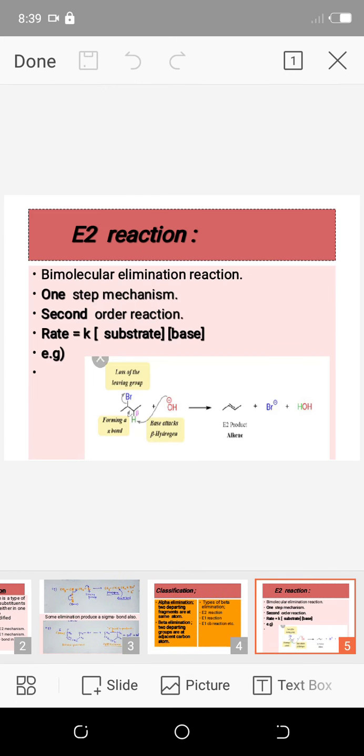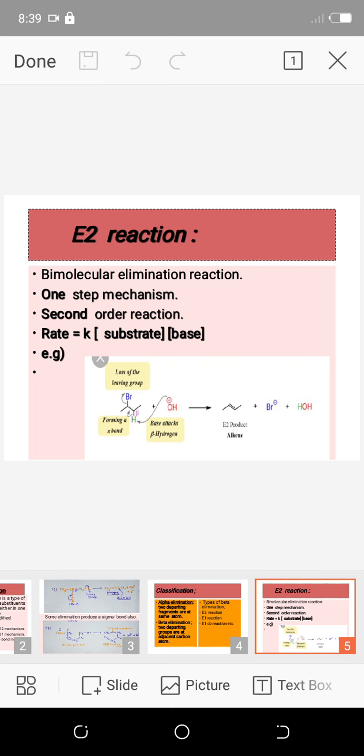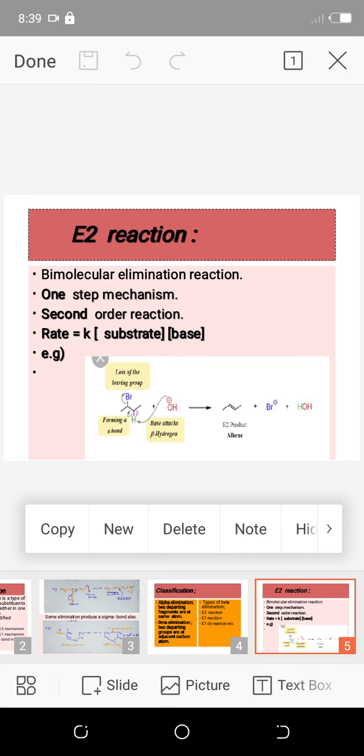Now see, first, that is the E2 reaction. Here E stands for elimination and 2 stands for bimolecular. Means it is a bimolecular elimination reaction. The mechanism of this reaction involves only one step. Means this reaction has a one-step mechanism, and it is a second order reaction because the rate of this reaction depends upon both the concentration of substrate, that is the alkyl halide, as well as on the concentration of base. See the example of 2-bromobutane.